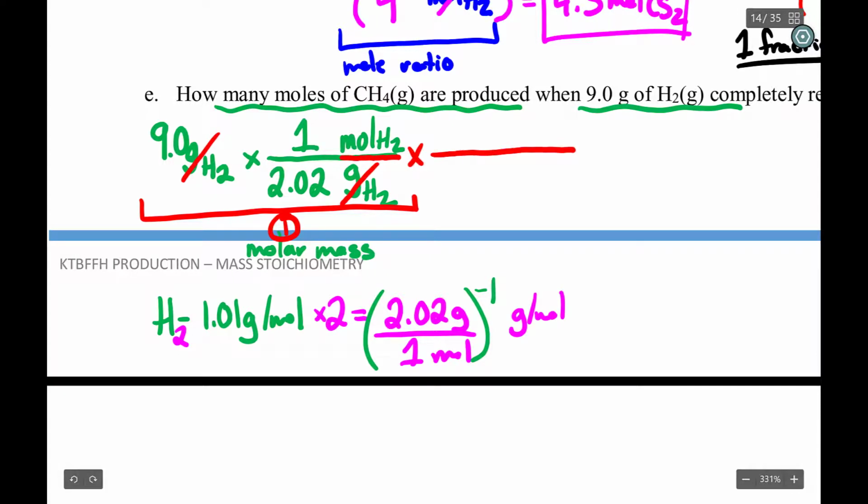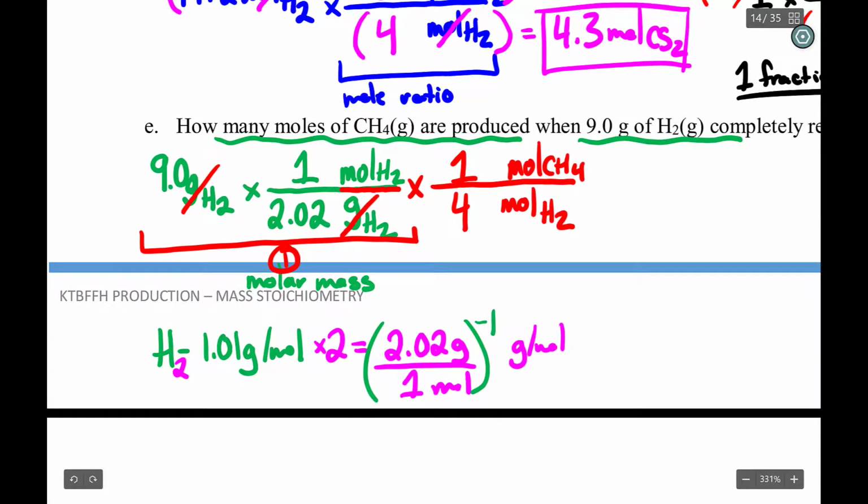So now, my goal is to get moles of CH4. What I need to get rid of is moles of H2. I look up their coefficients. H2 is a 4. CH4 is a 1. The unit of the mole of H2 would cancel with the unit of the mole of H2. This would end up leaving me with a mole of CH4, which is the goal of the question, to get moles of CH4. How do I put this in my calculator?